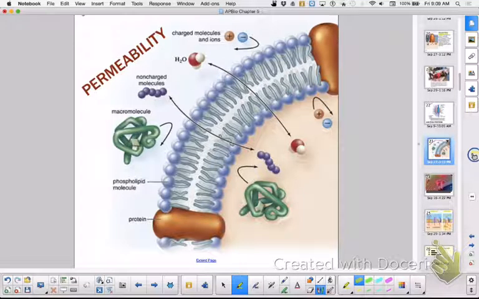Water can get through, but water is very small, even though it is polar. Okay, it can get through. Non-charged molecules, fats dissolve into fat, so they can go right through, because this is the part that's going to turn you away. Okay, this hydrophobic region, that's the one that kind of trumps them all.